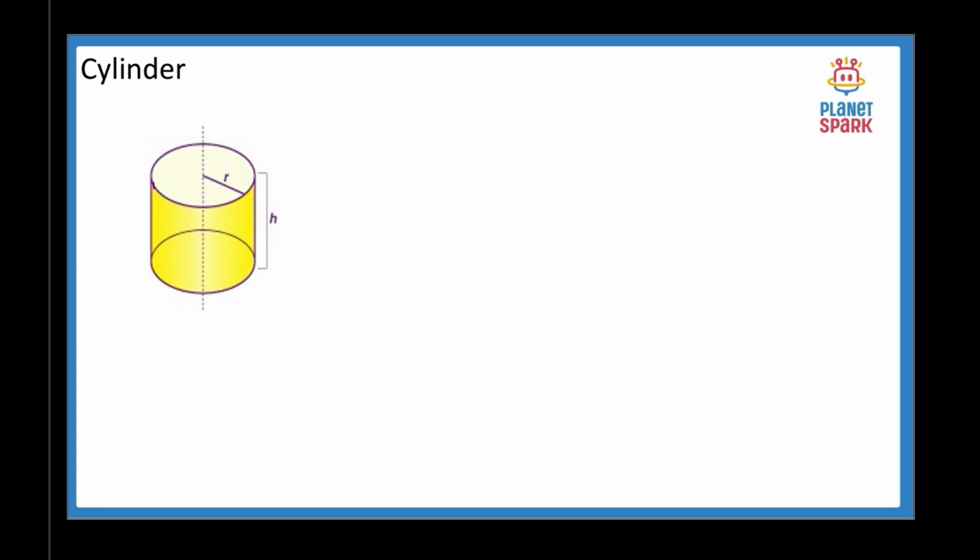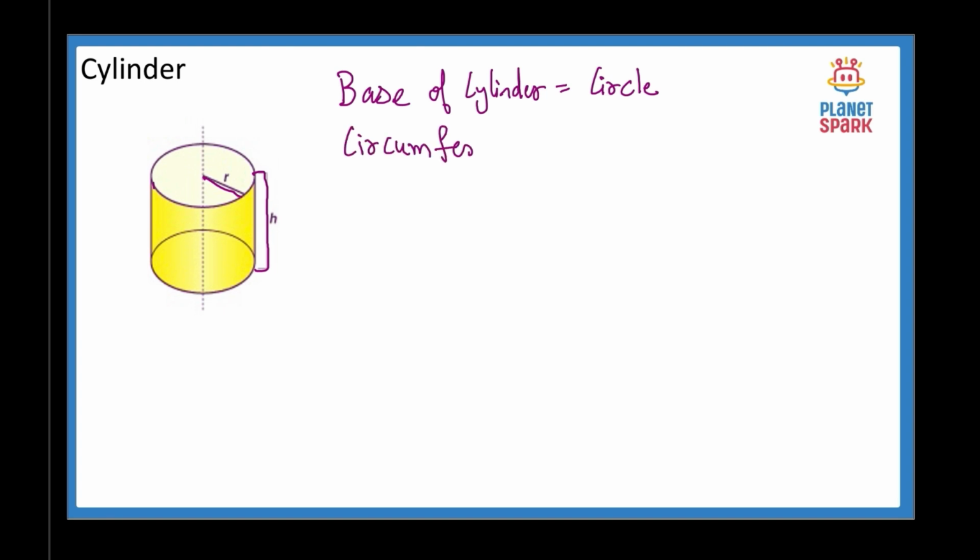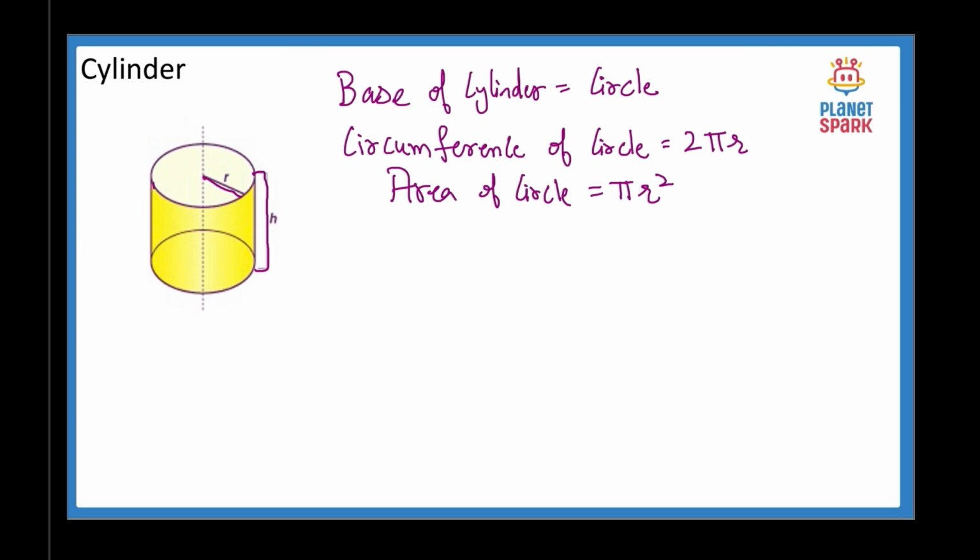A cylinder has two circular bases at the top and the bottom, radius and height. So the base of the cylinder is a circle. If I'm only supposed to find the area of the base, then it is going to be equal to the area of the circle. Let's first find the circumference of the base. Circumference of the base would be circumference of circle, which is 2 pi r. Area of the base would be area of circle, which is pi r square.